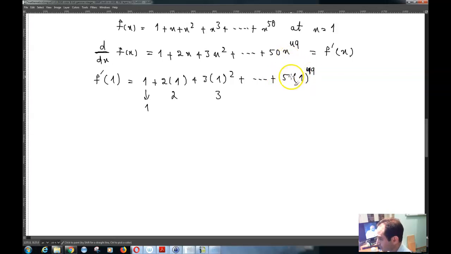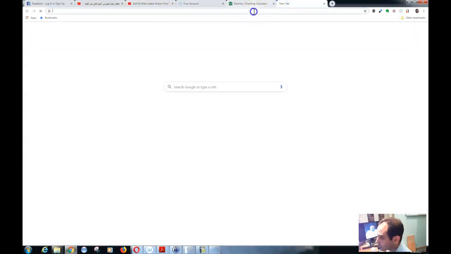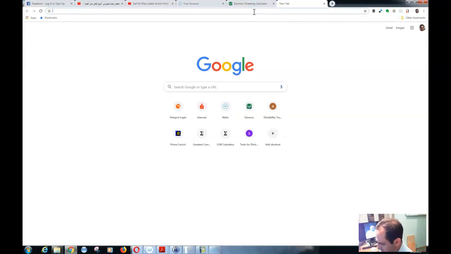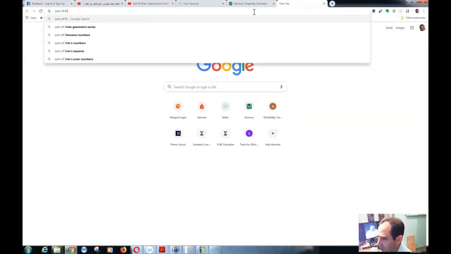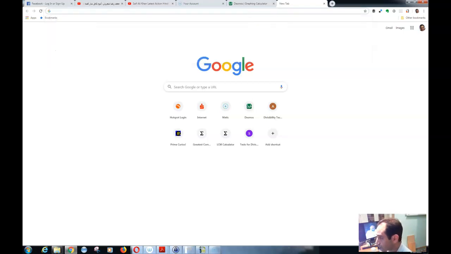Oh, this is 50, I'm sorry. I was just thinking of what happens here. So it goes all the way up to 50. So you just have to add 1 through 50 basically. The sum of the first n natural numbers is, I think, n times n plus 1 or something. Actually, we can derive that.